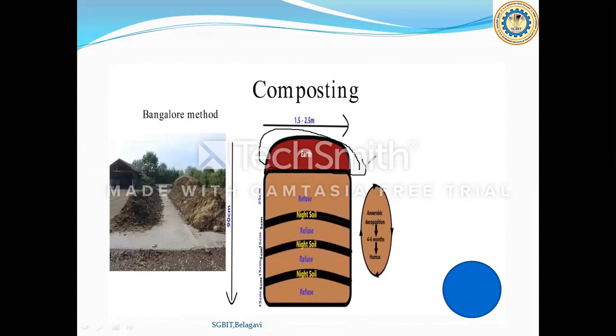It is left for at least 3 to 4 months to make the system anaerobic. Below the ground level, anaerobic decomposition will take place, and ultimately the refuse will get converted into soil. Likewise, the Bangalore method takes place.